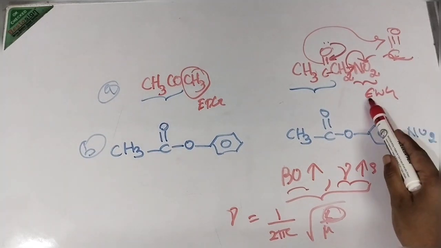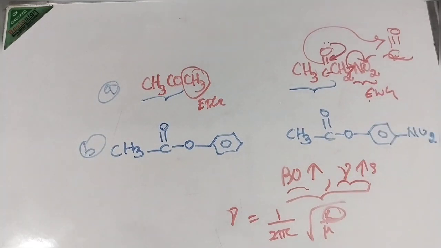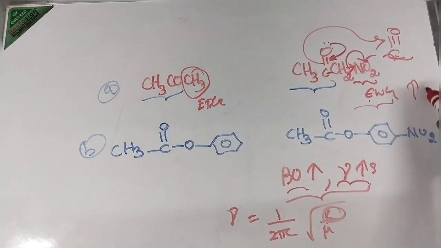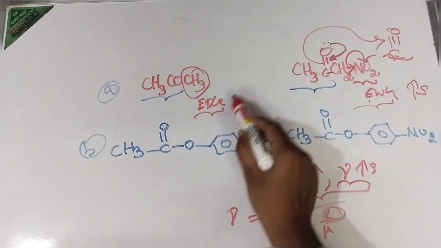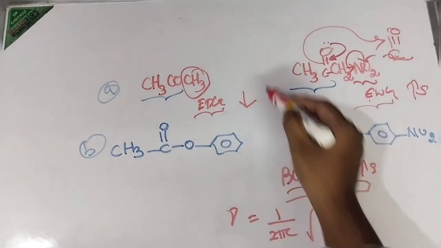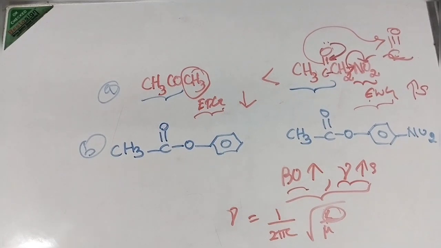Here there is an electron withdrawing group. I have already given you the tricks, right? If an electron withdrawing group is present, then frequency will increase, and if an electron donating group, then frequency will decrease, okay? So hence it will have higher frequency. This is how you have to solve this question, okay?